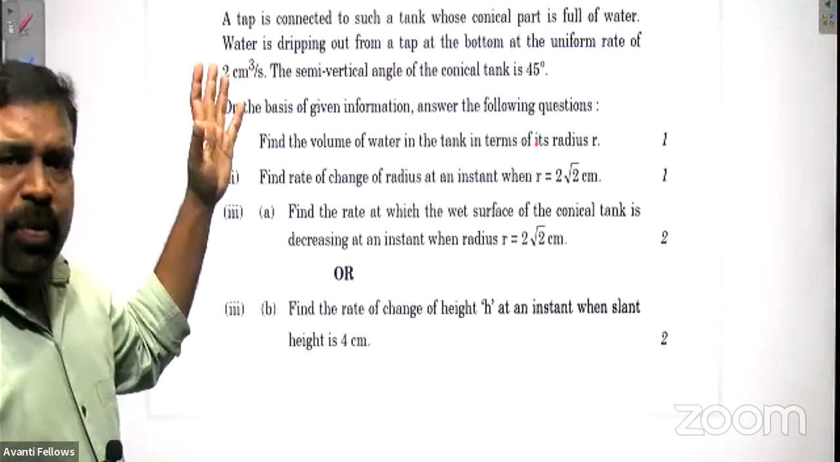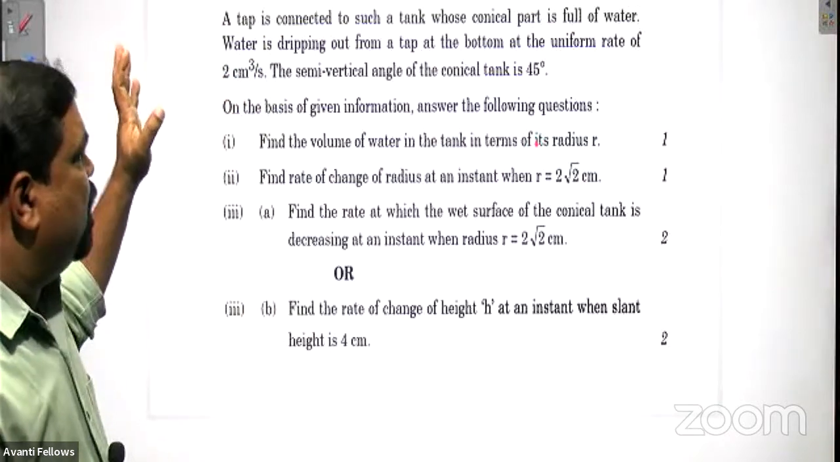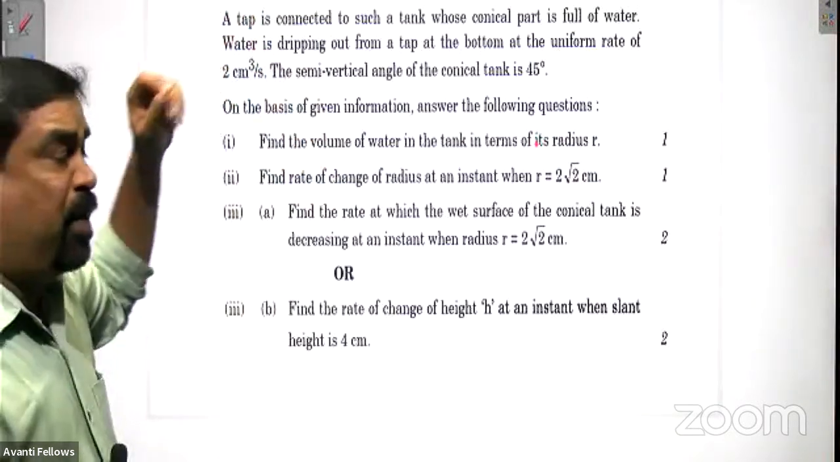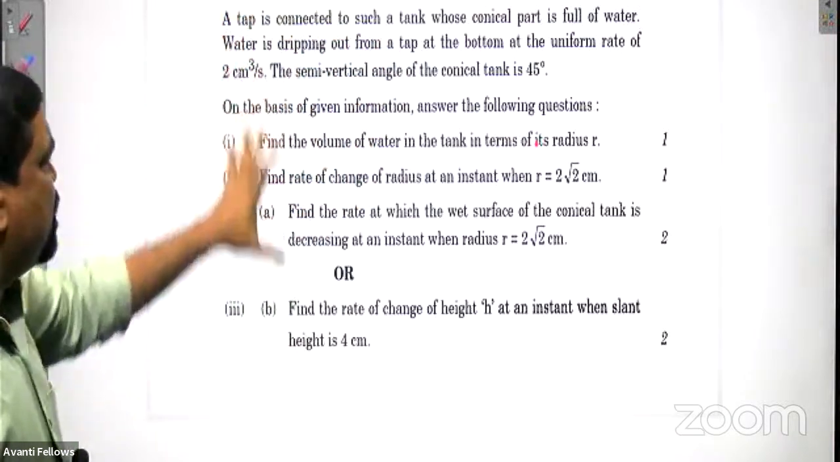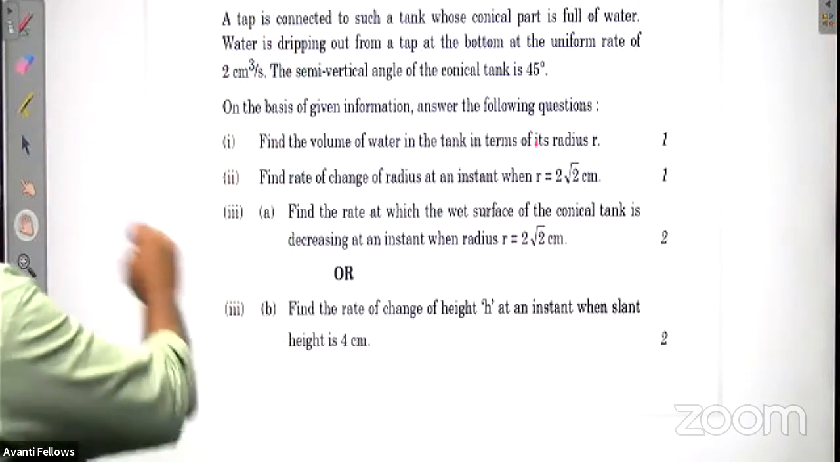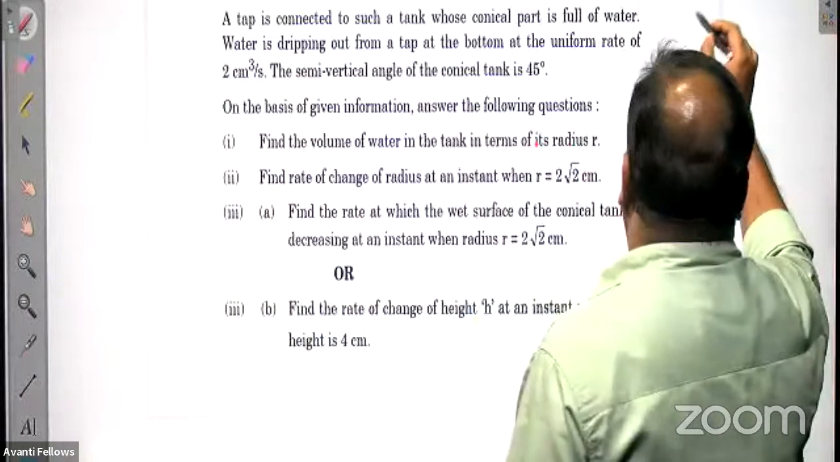Some figure also is given there. I have not taken all those things. The question itself is one page actually. Case study means some figure may be given. The question is like this. The main part of the question is like this. There is a tank actually. The figure will be given.